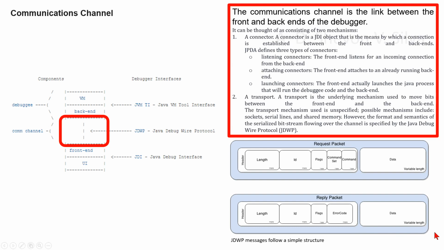All fields and data sent via JDWP should be in big endian format. The first three fields are identical in both packet types. Shared header fields here. Length. The length field is the size in bytes of the entire packet, including the length field. The header size is 11 bytes. So a packet with no data would set this field to 11.